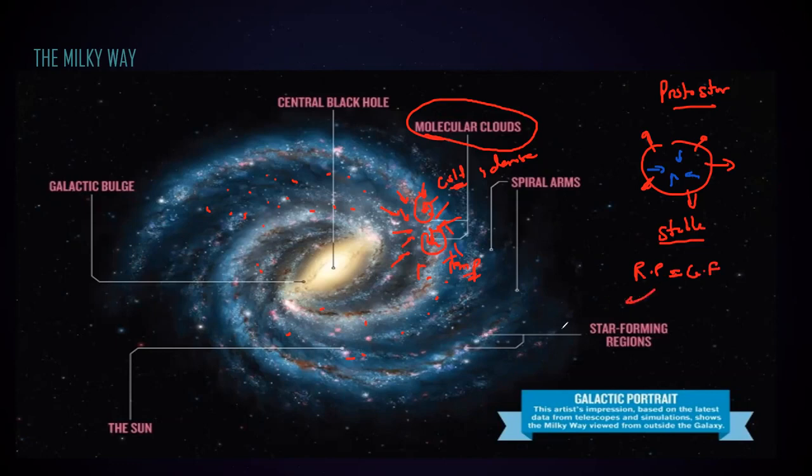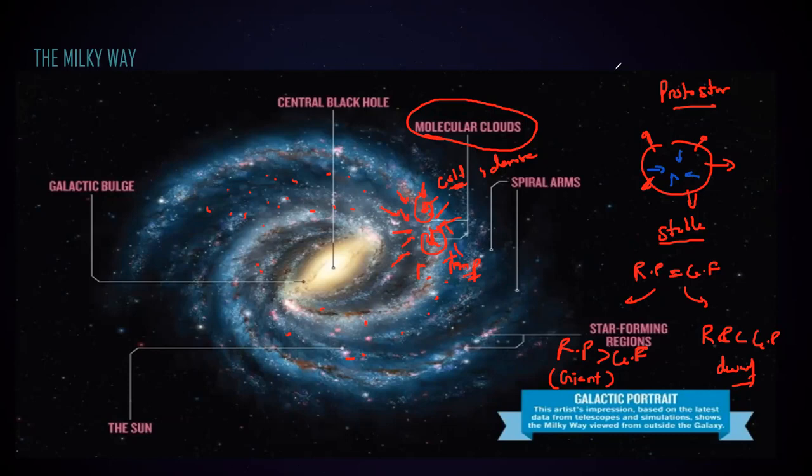But if the radiation pressure is more than the gravitational force, what will happen? The outward pressure is more, so the size of the star will increase and it will turn into a giant. And the opposite can happen if the radiation pressure is less than the gravitational force. As a result, the size will decrease and it will start to turn into a dwarf.